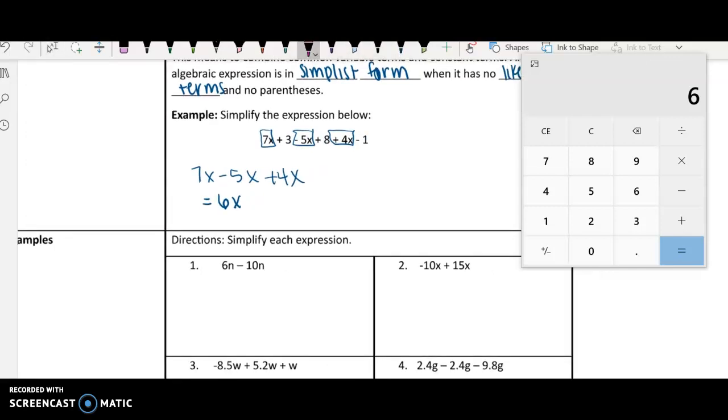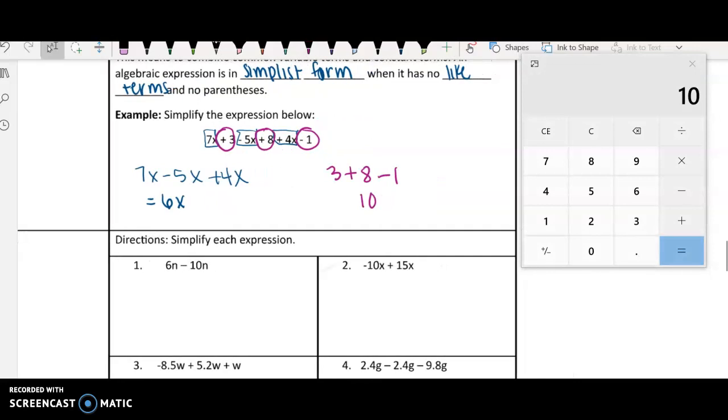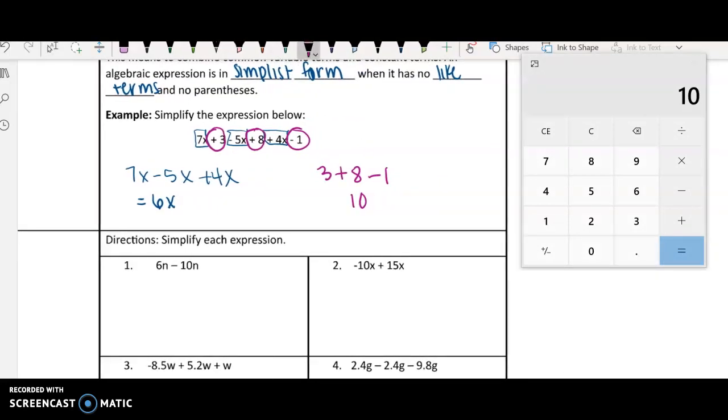Then we're going to go over and circle everything without a letter. So I have 3 plus 8 minus 1. 3 plus 8 is 11, minus 1 is 10. You can check that on the calculator if you wanted to. It equals 10.